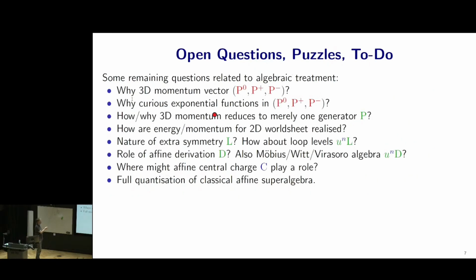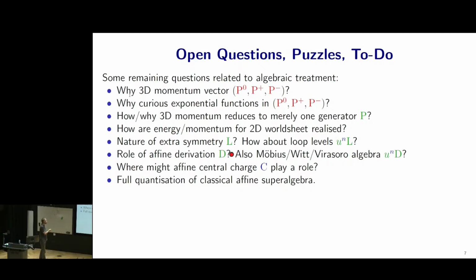How does this three-dimensional momentum reduce to merely one generator? And if it does reduce to one generator, we should see a two-dimensional picture from the world sheet, which has energy and momentum. So how do these numbers mix up? What is the nature of this extra symmetry L that came about in the classical discussion? And what about their loop levels?